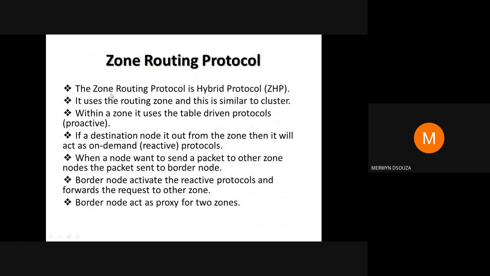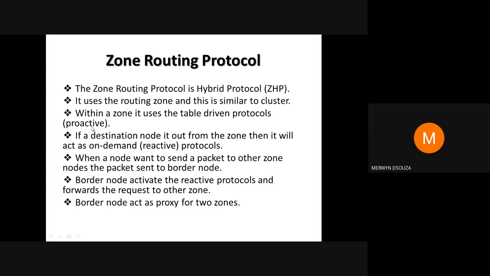So zone routing protocol, like I told you, is an example of hybrid protocols. Then it does something like you must have learned in data mining. It does something similar to what is done in data mining, that is known as clustering. So it forms zones of nearby nodes, and within that zone, it uses a proactive routing algorithm.